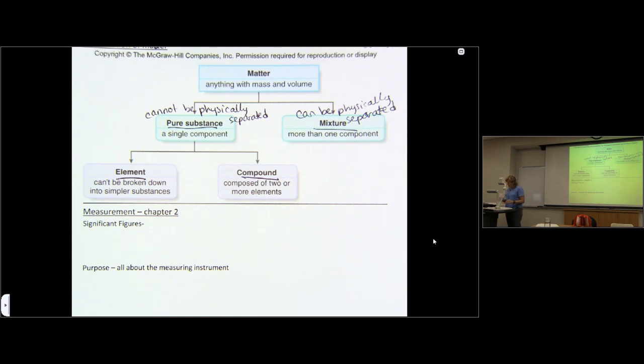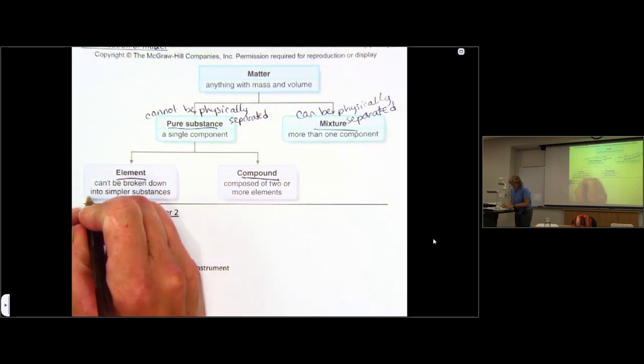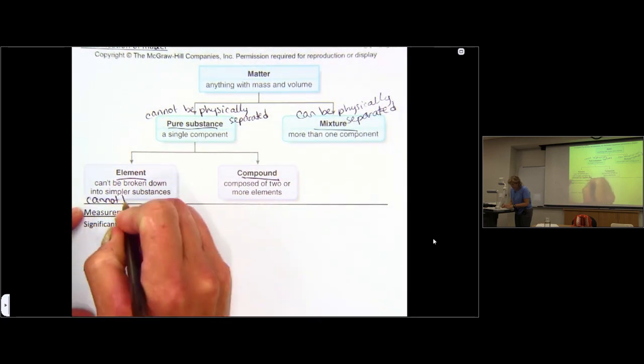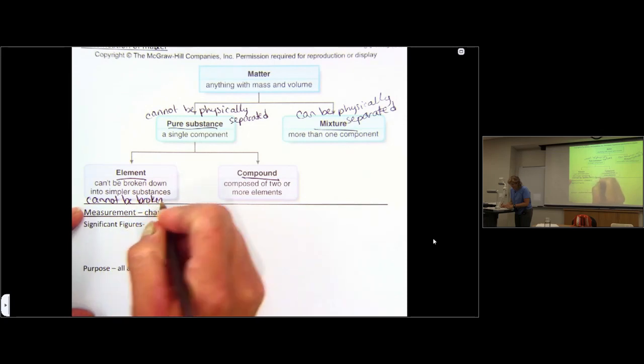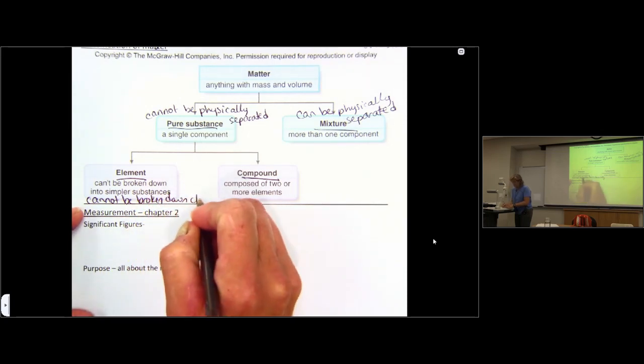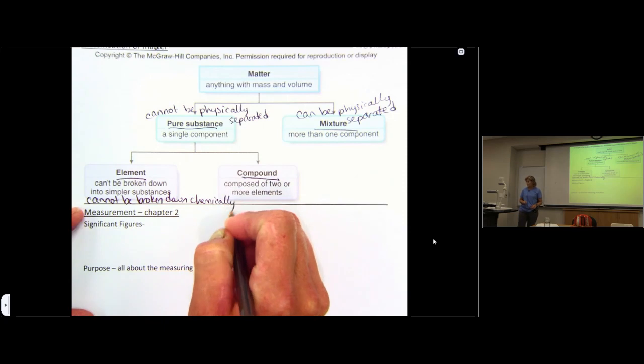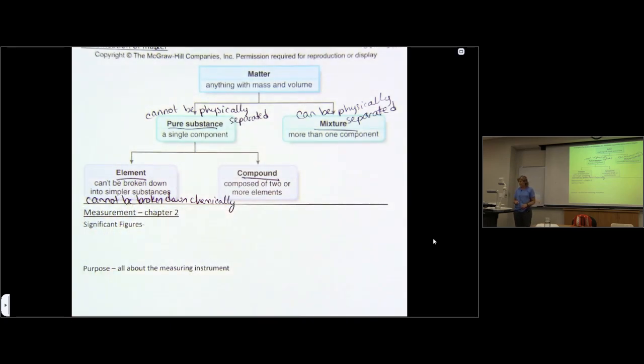Okay, so let's look then, one more thing. Elements cannot be broken down chemically either. Elements cannot be broken down chemically. What can they be done? How can they be broken down?